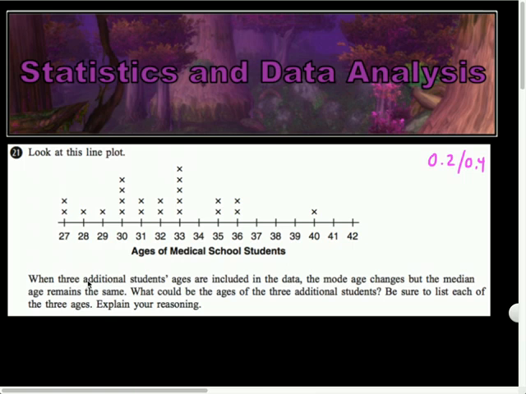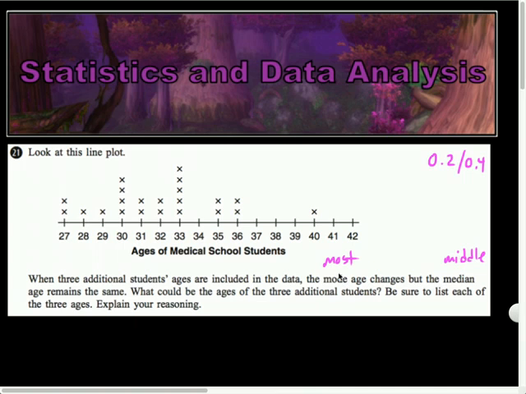So it says when 3 additional students' ages are included in the data, the mode changes. All right, so the mode is the most frequently occurring number, right? So mode, I think most. But the median age remains the same. Median is the middle number, like the middle of a road median. So one changes, the other doesn't. What could be the ages of the 3 additional students? Be sure to list the 3 ages, explaining the reasoning.